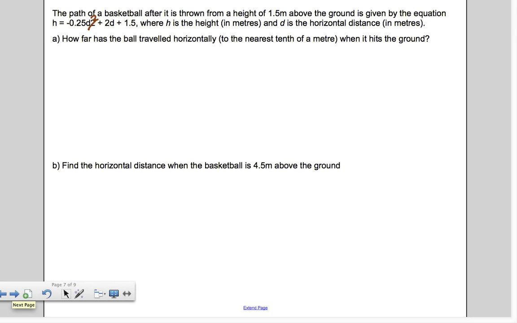Right? So with any word problem, everybody finish writing down the question? It's squared, right? It's supposed to be negative 0.25d squared. Otherwise it came out d2 when I changed the font size.